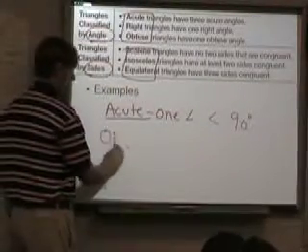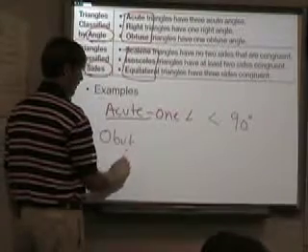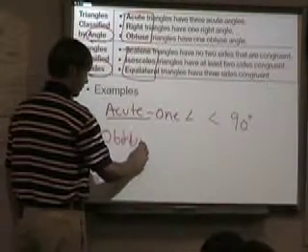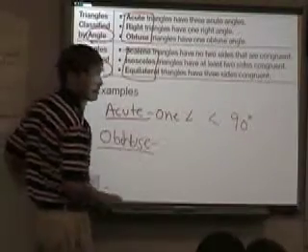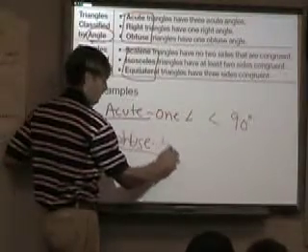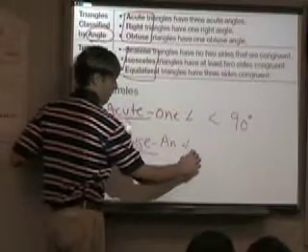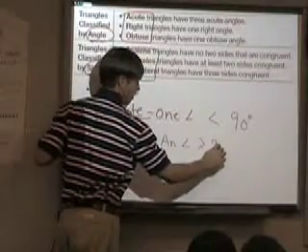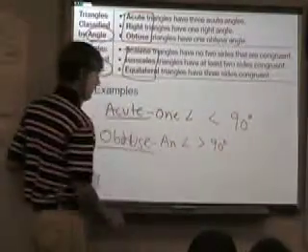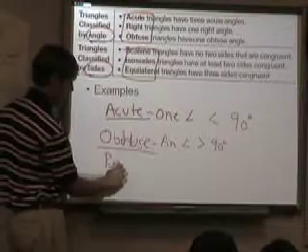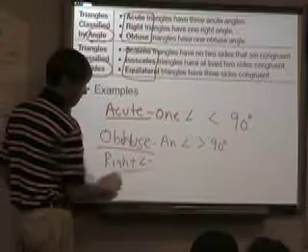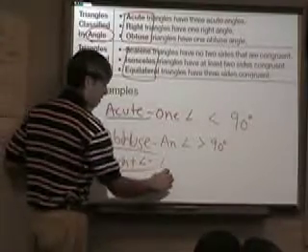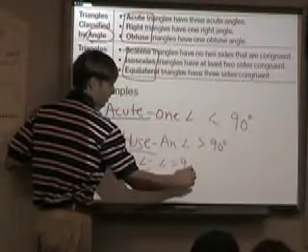Now, another vocabulary word you need is obtuse. Obtuse is an angle greater than 90. And then what does right mean? A right angle is equal to, an angle equal to 90 degrees.